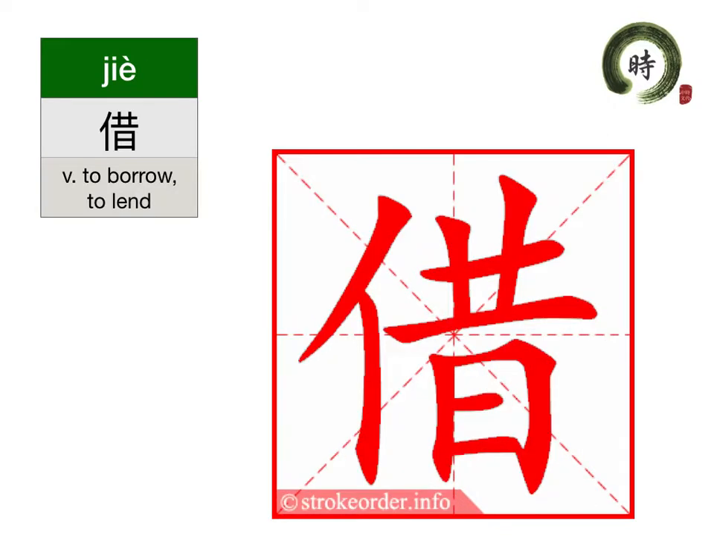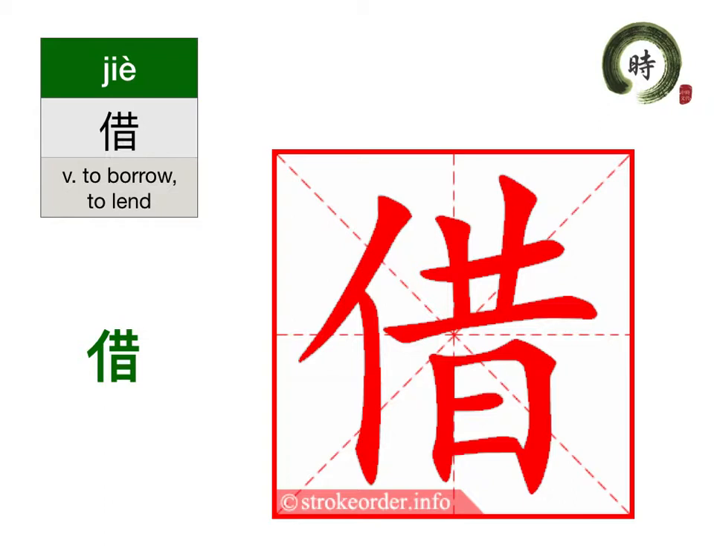So for borrow, we use 借, and also to lend, it is the same character. Before, we have already learned 错. 错 means wrong. We learned 错 in 不错, not bad. So for 借, we just remove the radical here, and then add a single person radical. So we have 借, which means to borrow, as well as to lend.